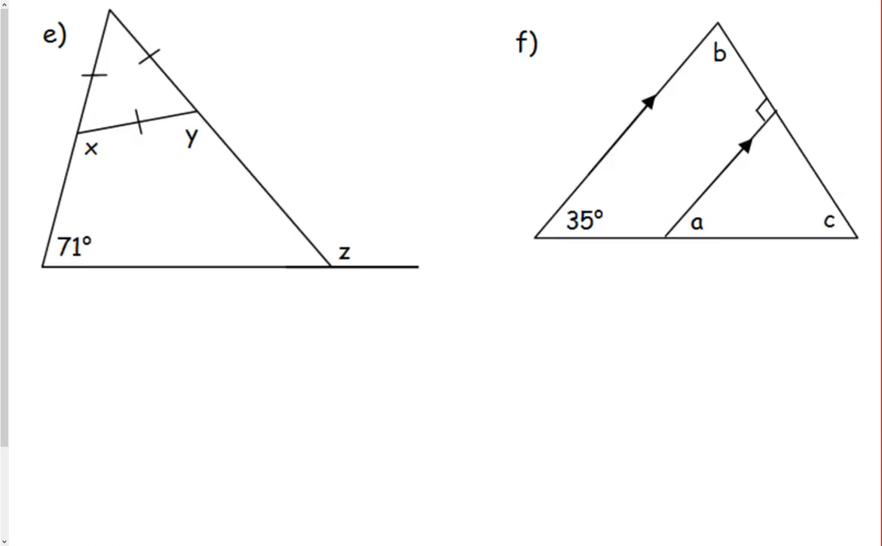Let's head over to E. Oh, E's tough, but I do have a clue here. It's an equilateral triangle. And I know that an equilateral triangle has 60 degrees in every corner. So I can fill that out.